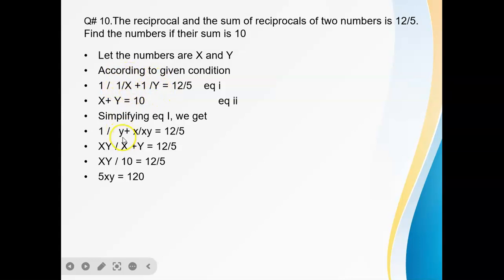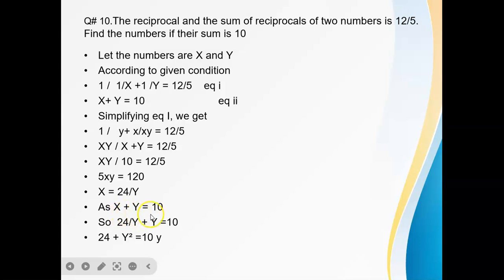We have here y plus x over xy equals to 12 by 5. Here we will replace our values. They are x, y and y plus x. You have reciprocated it again, so it is xy over x plus y, and here we will put in the value of x plus y, that is 10. Upon simplifying, we get 5xy is equals to 120, which results in x is equals to 24 by y.